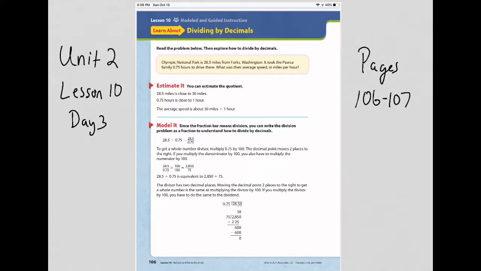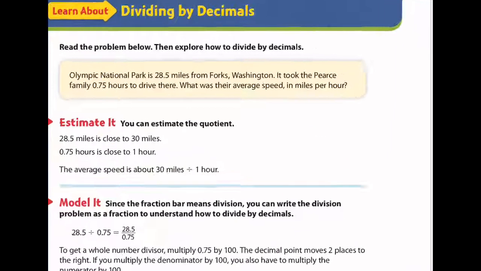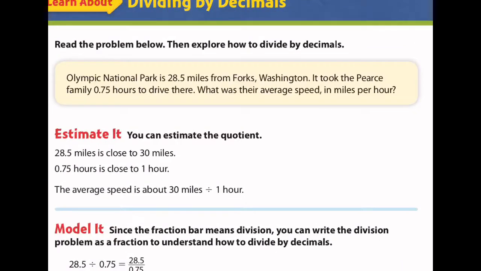So we're going to start by making sure you're on page 106, and if you are on page 106, let's get started. So the problem at the top says, Olympic National Park is 28.5 miles from Forks, Washington. It took the Pierce family 3/4 of an hour, or 0.75 hours, to drive there. What was their average speed in miles per hour?